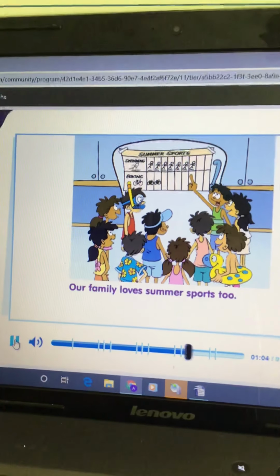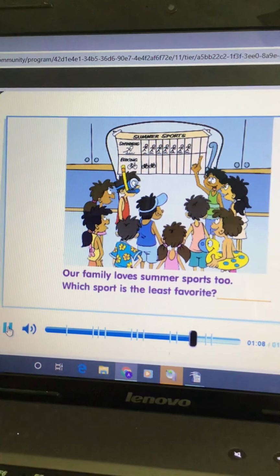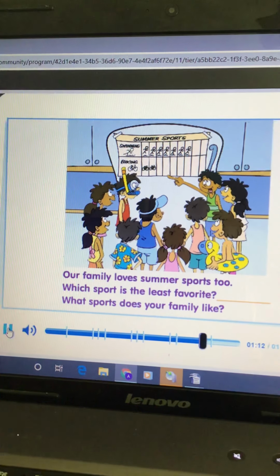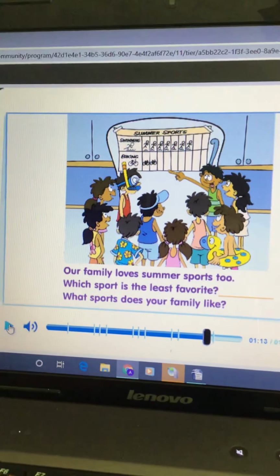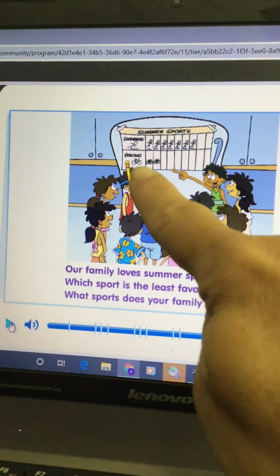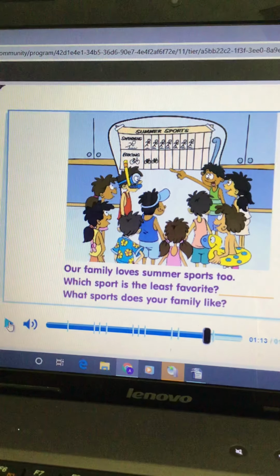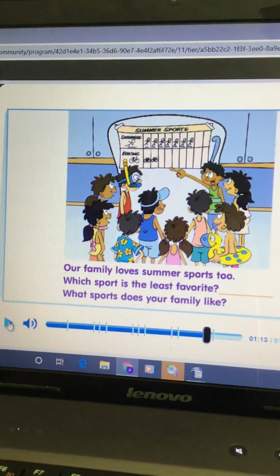Our family loves summer sports too. Which sport is the least favorite? What sports does your family like? Let's think about what's going on in the picture. Summer sports is the name of our graph. We have swimming and biking as the two choices. This time it asks us which sport is the least favorite.